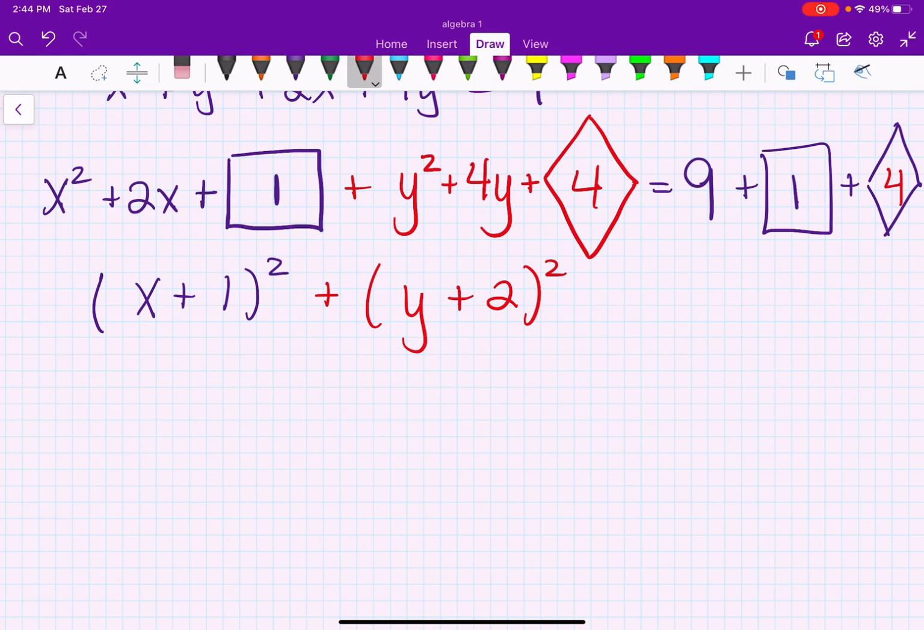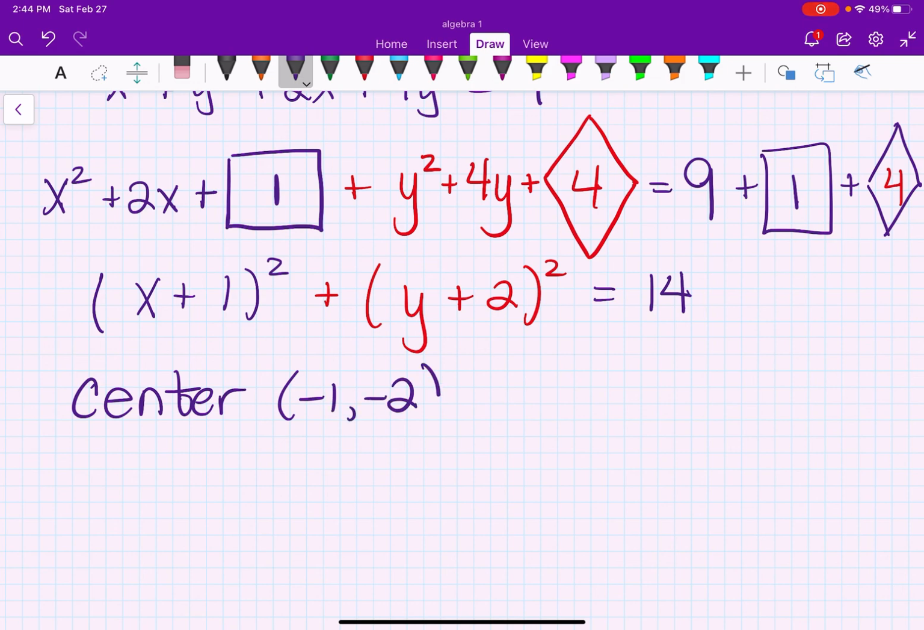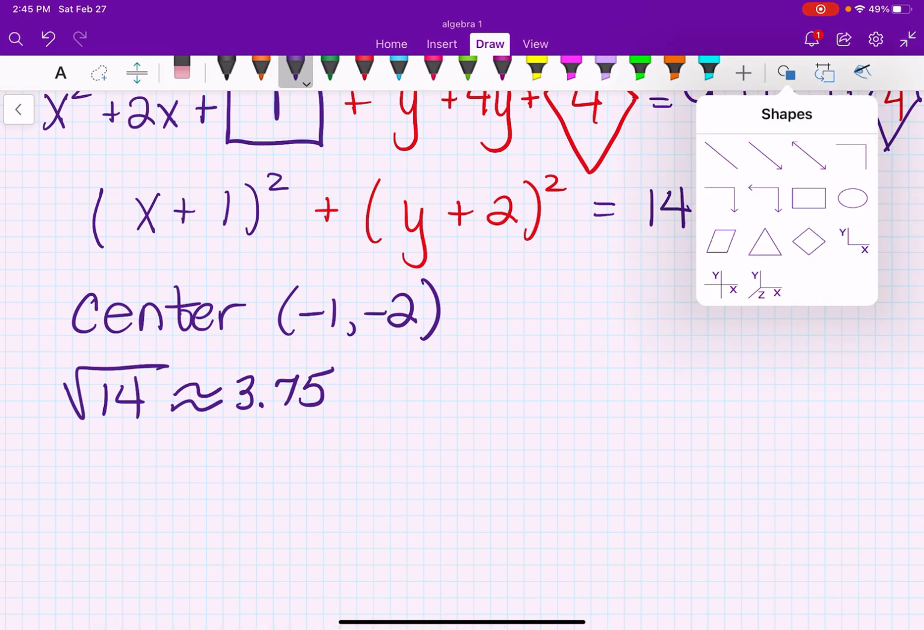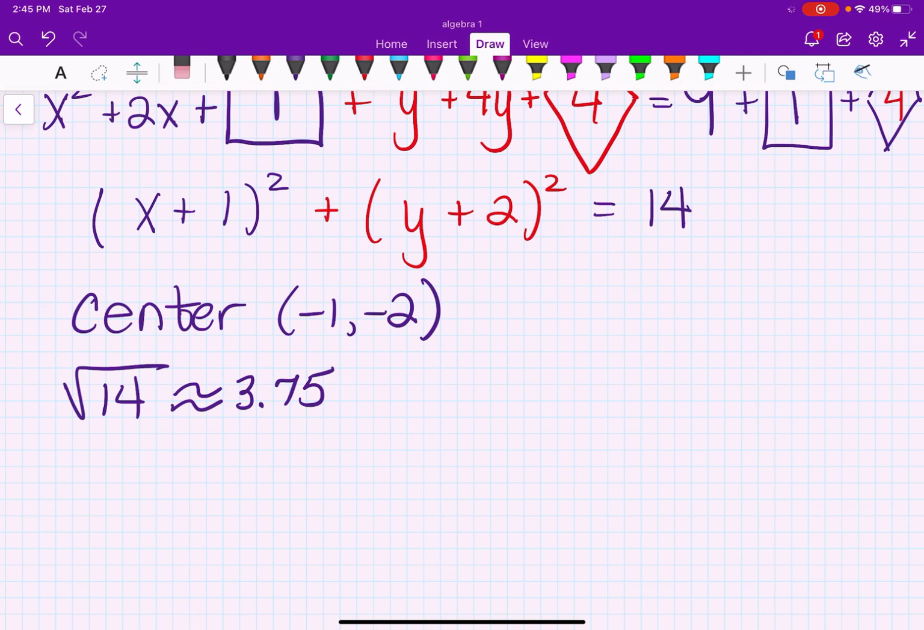And you can already see it's taken nice form. And so that equals 14. Okay, so what's the center? The center is -1, -2, and the square root of 14, and this time we're going to need an approximate answer in order to graph, is approximately 3.75. I did the square root of 14 in my calculator and got an approximate answer.